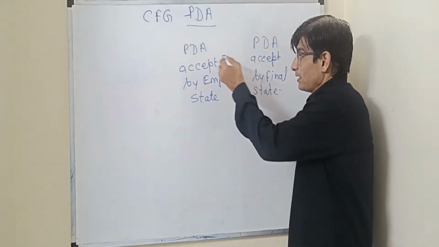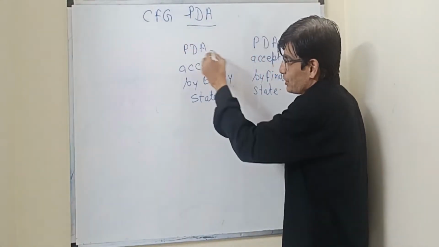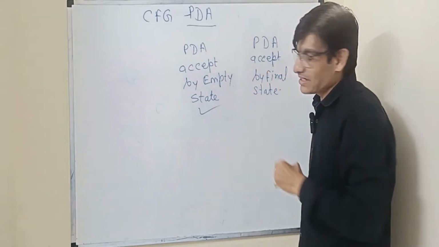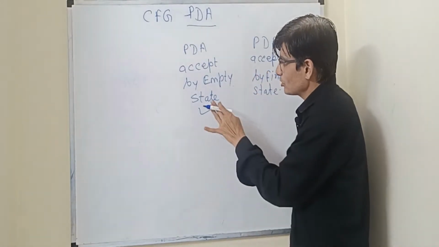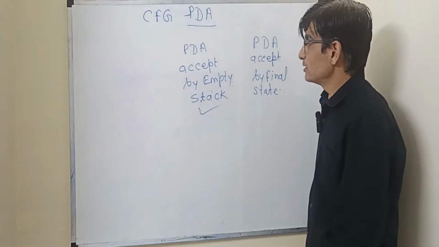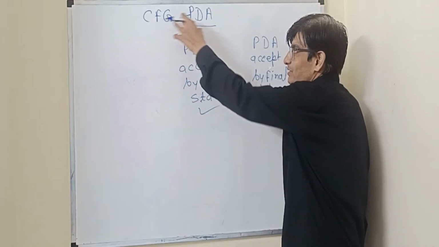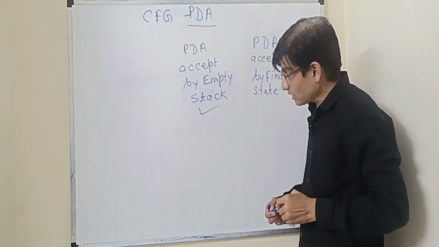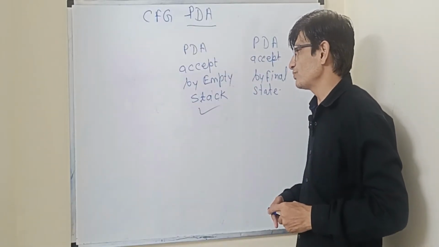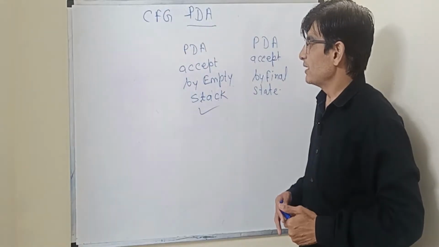And here, if we are converting CFG into PDA, we will use the kind of PDA which accepts strings by empty stack. So acceptance by empty stack in PDA, that we will use while converting CFG into PDA. So now I will start with the conversion. I will tell you some rules first, and then I will take some grammar as an example, and we will convert it into PDA.